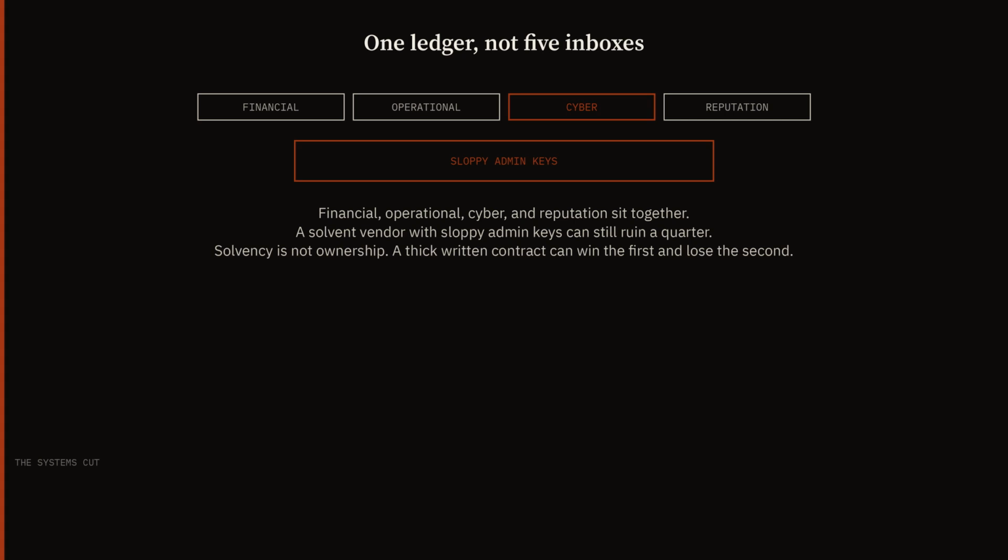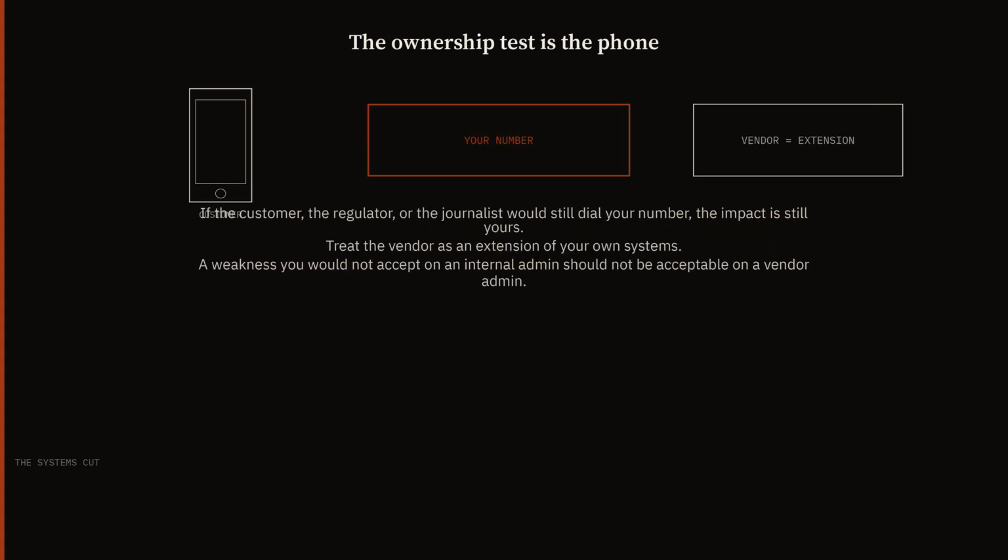Solvency answers whether the firm can pay its bills. Ownership answers whether the blast still lands on you. Those are different questions. A thick written contract can win the first and lose the second. The ownership test is the phone. If the customer, the regulator, or the journalist would still dial your number, the impact is still yours. Buying from a vendor does not rewrite that number.